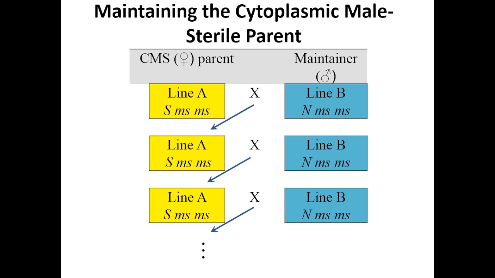I'll explain why they're important in a minute. But this is the process you go through. You always take your maintainer line, which you have to maintain as a normal inbred through selfing, and then cross it to the female. The seed you'll harvest will all be CMS, and so you cross it again, and so forth. And that's just kind of a cyclical process.